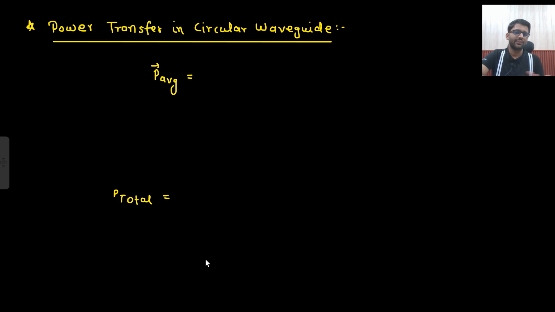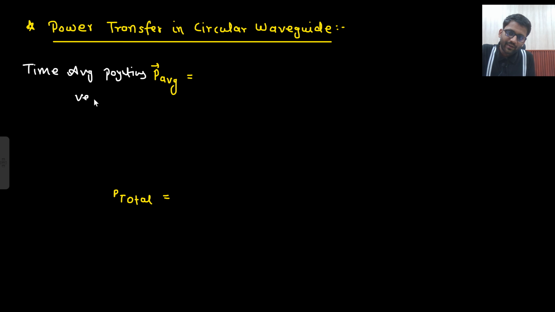Now let's see the power transfer. The same topic we have seen first in EM wave propagation, then in transmission line as well, then in our rectangular waveguide as well. Now we are seeing it in circular waveguide as well. So what will be your time average poynting vector? What is this P average? That is the time average poynting vector.